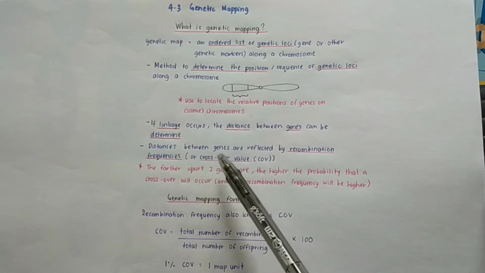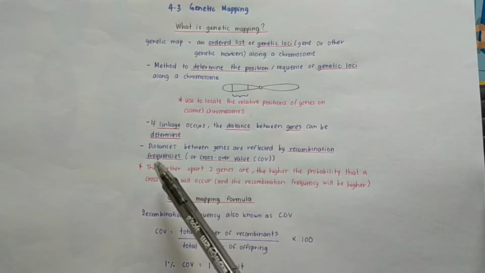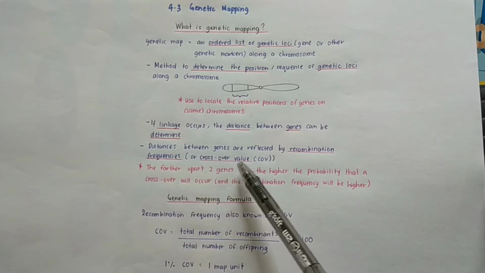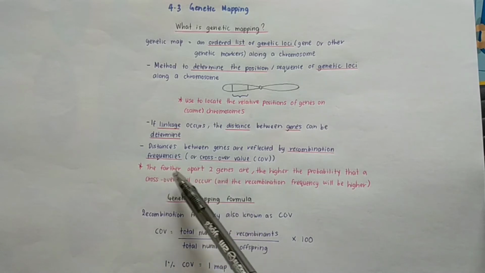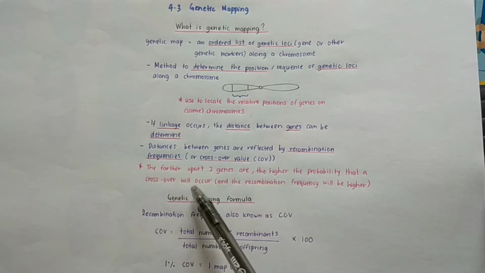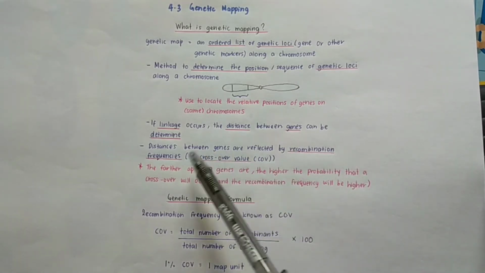And then distance between genes is reflected by recombination frequency, or crossover value. The farther apart two genes are, the higher the probability that a crossover will occur and the recombination frequency will be higher.